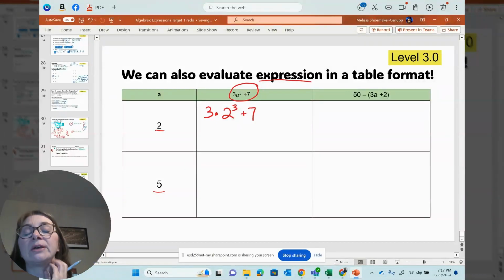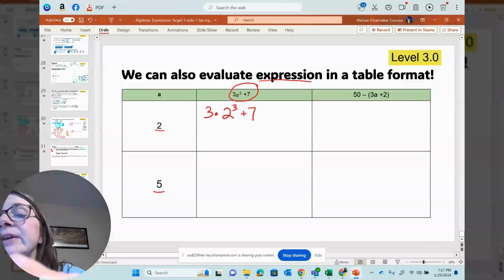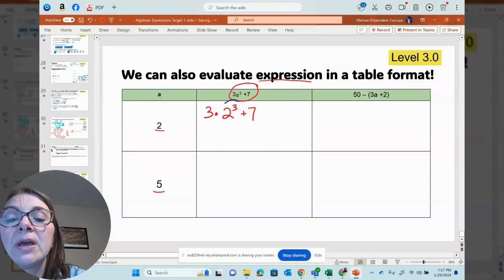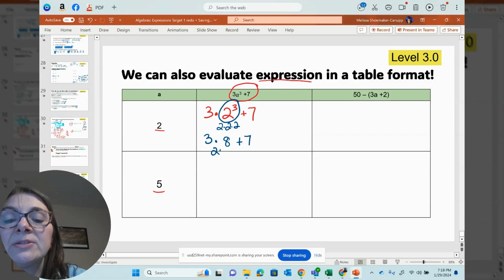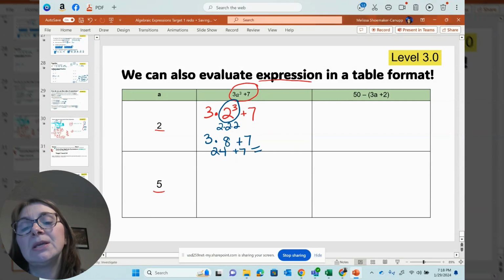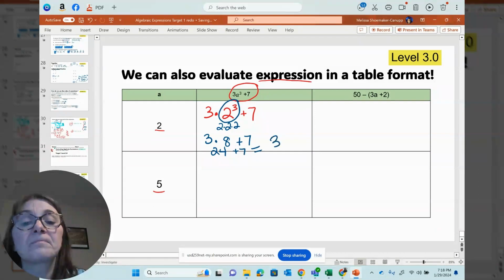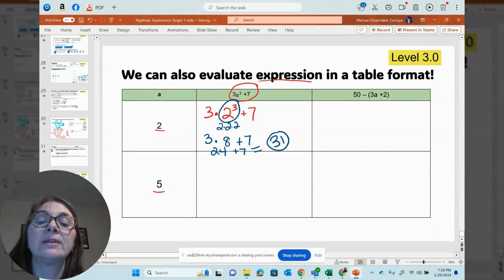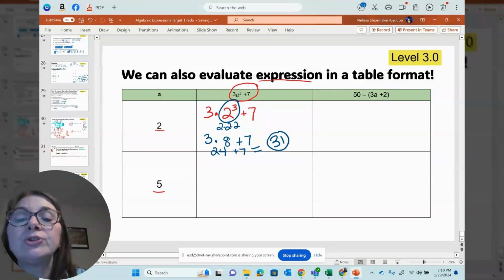Thinking about PEMDAS, I know that I have to take care of the exponents first. 2 to the 3rd is 2 times 2 times 2, which is 8. I bring down the 3 times 8 plus 7. 3 times 8 is 24, plus 7 should be 31. Okay, that is my answer when I put 2 in for A on this expression.